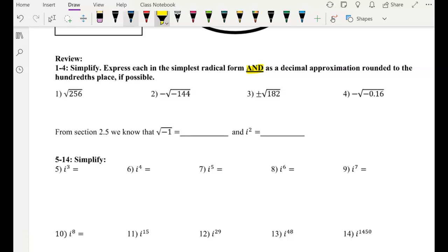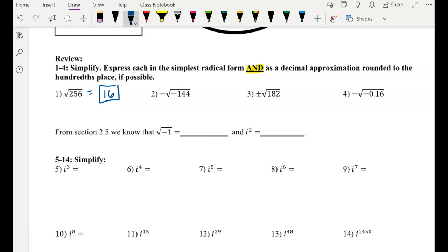So 256, we want to take the square root. The nice thing about 256, students, is that it is a perfect square number. And since you already studied your perfect square numbers and perfect cube numbers, this is immediately 16, okay? So we don't need a calculator for that because there's no need.